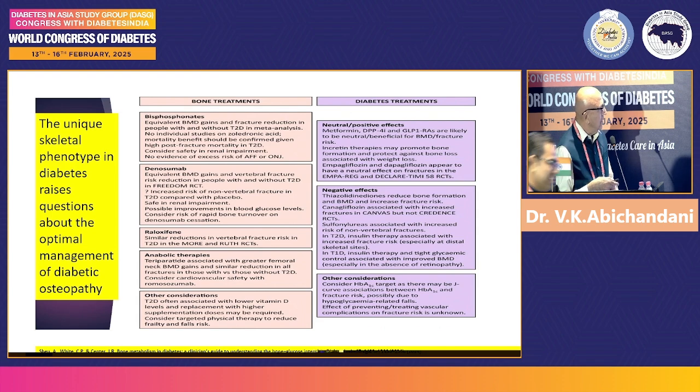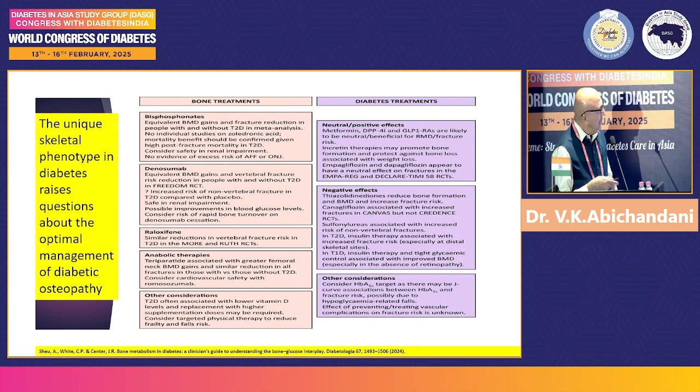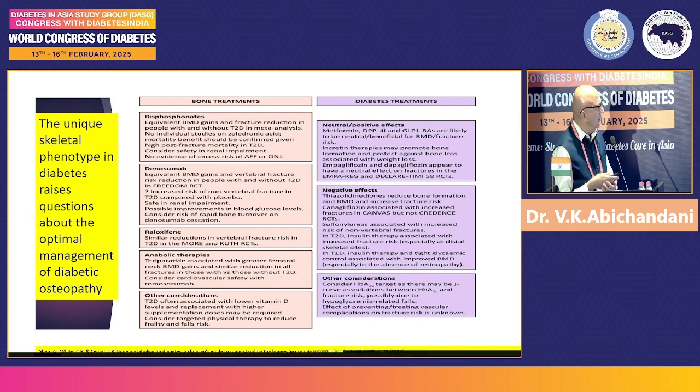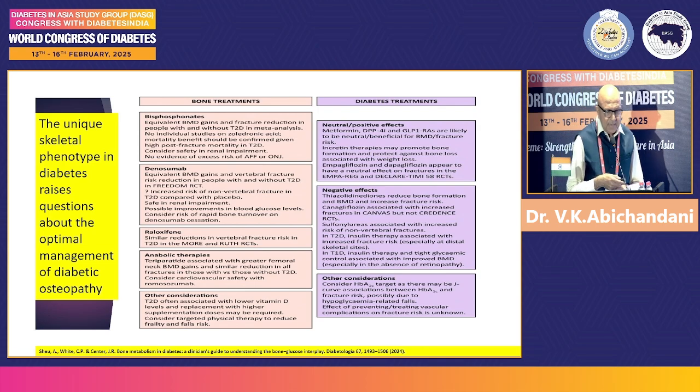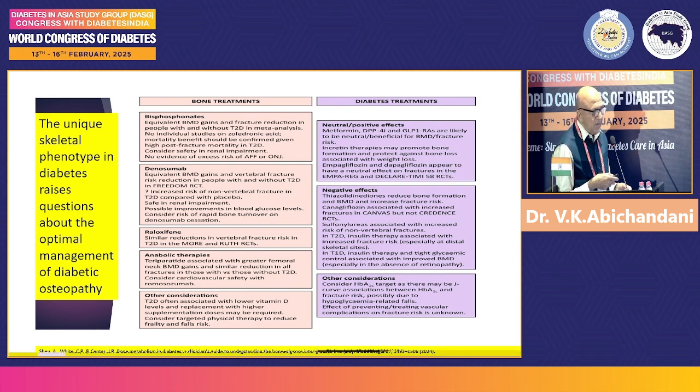or increasing fractures. However, canagliflozin had that signal, and TZDs reduce bone formation. They are notorious. They reduce bone formation and reduce the bone mineral density and increase fracture risk. So they are best avoided in the elderly population. Earlier we were thinking of avoiding them in postmenopausal females, but males are no exceptions.